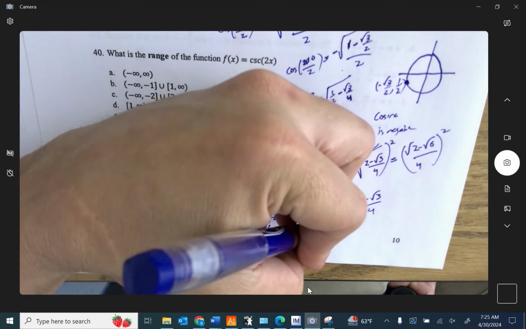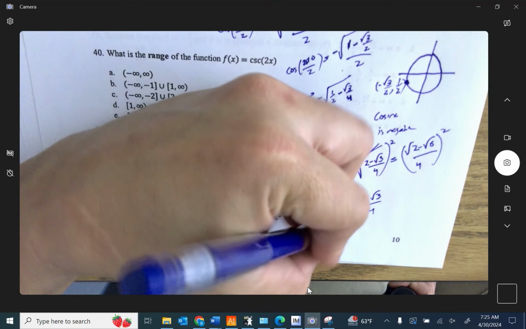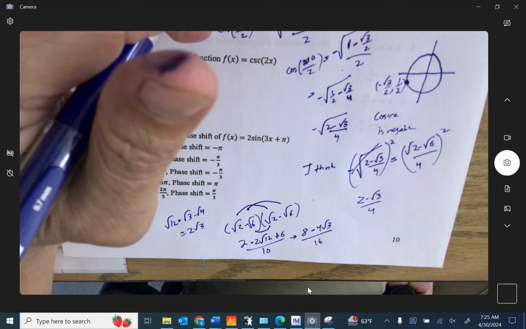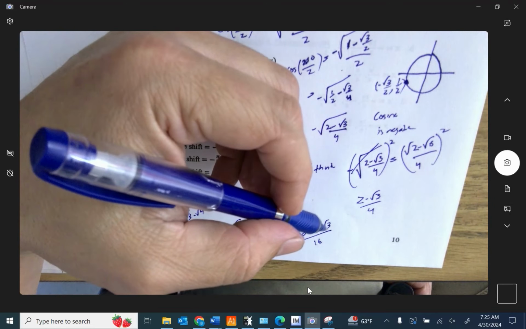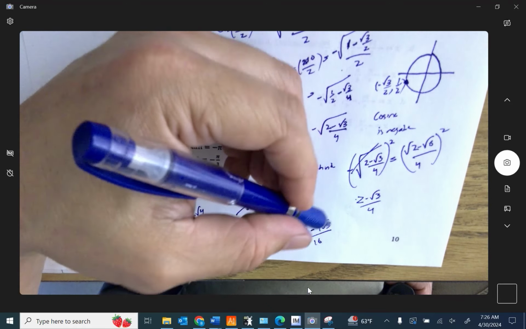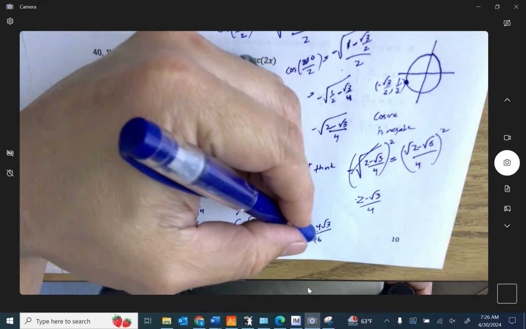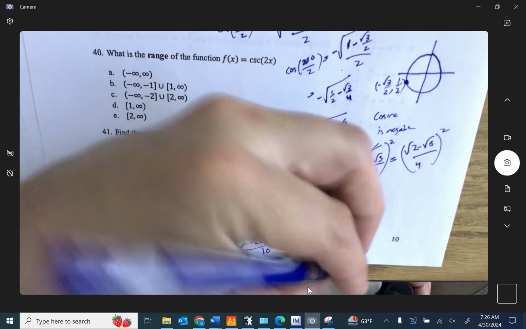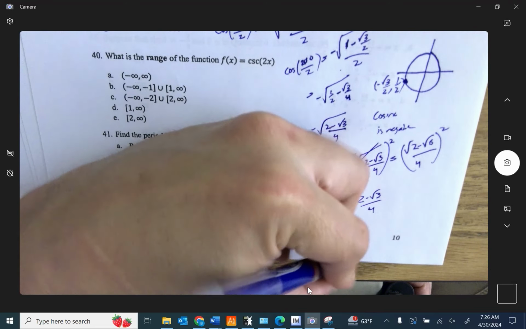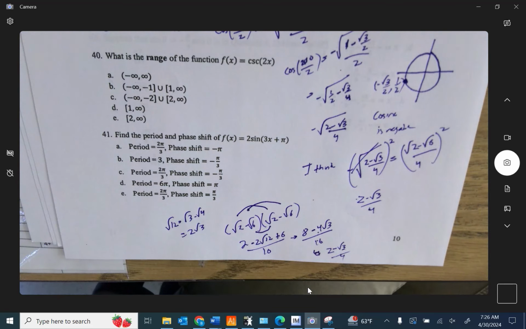And I'm taking away 4 roots of 3, and everything's over 16. All right, we're getting there, right? All 3 of these pieces are divisible by 4. 8 divided by 4 is 2. 4 divided by 4 is 1. 16 divided by 4 is 4. And so this reduces down into 2 minus root 3 over 4. So yes, they are equivalent.